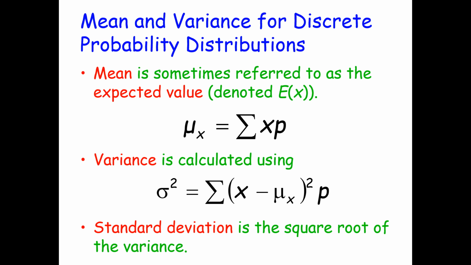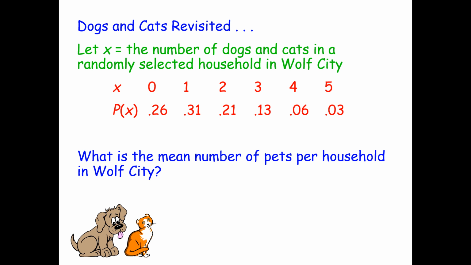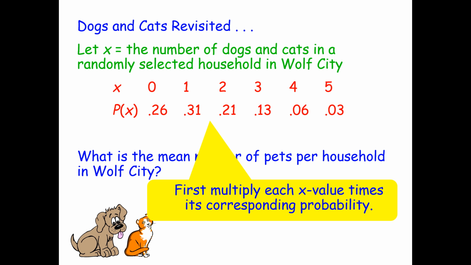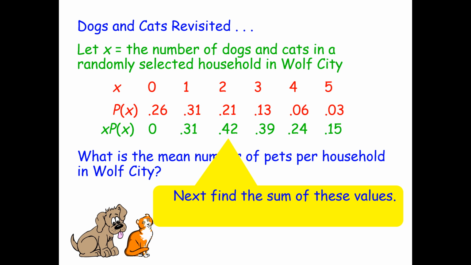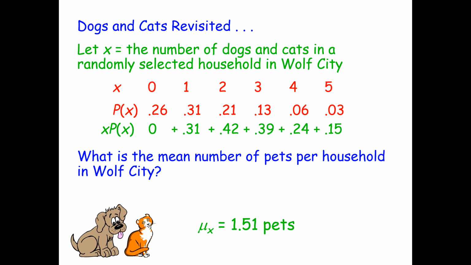So in a previous problem, we had talked about cats and dogs in Wolf City. We're going to go back and revisit that problem. So again, we're going to let x equal the number of dogs and cats in a randomly selected household in Wolf City. So we want to know, what is the mean number of pets per household in Wolf City? So we're going to first multiply each x value times its corresponding probability, which is given by x times the probability of x. Next, we're going to find the sum of these values. So our mu sub x is going to be 1.51 pets.